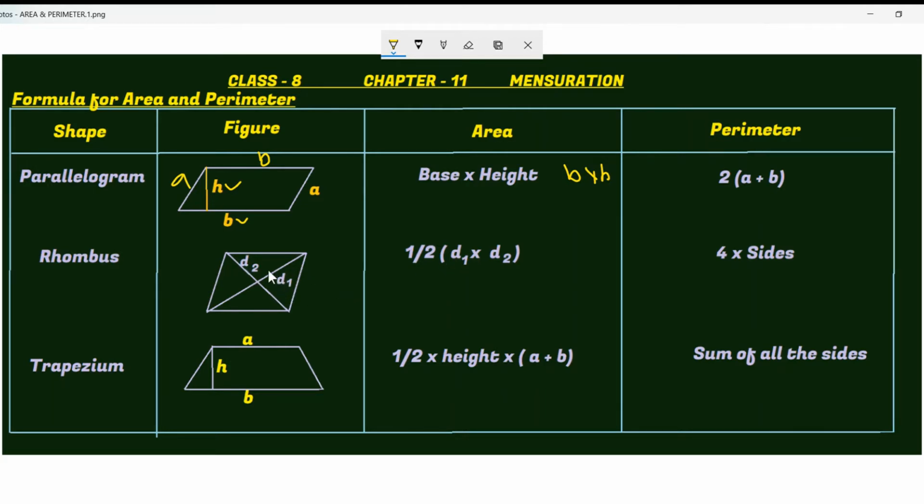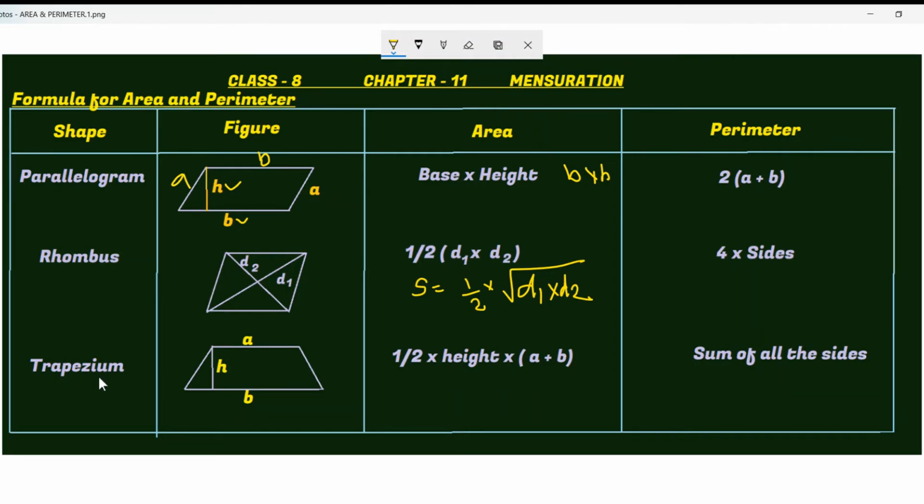If they have given two diagonals, then you can find the side of the rhombus by using this formula. Side is equivalent to half into square root of d1 into d2.